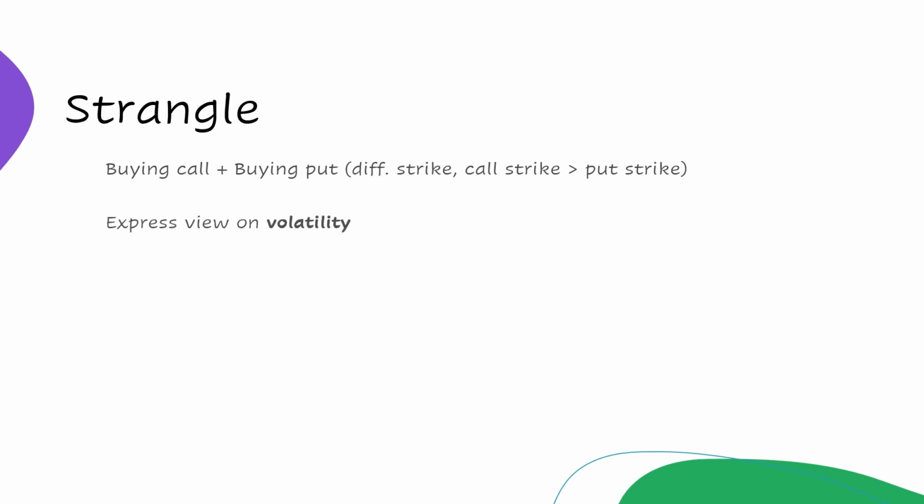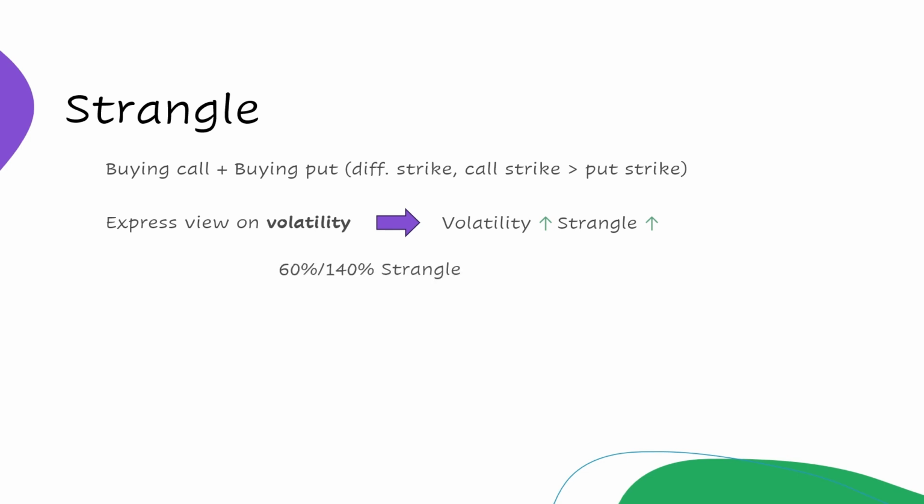The next strategy is strangle. Strangle is formed by buying a call and a put, but with different strikes. The call strike is higher than the put strike. Normally, people buy an out-of-the-money call and an out-of-the-money put. Similar to straddle, strangle is a strategy to express a view on underlying volatility. This is because the strangle price goes up when underlying volatility goes up.